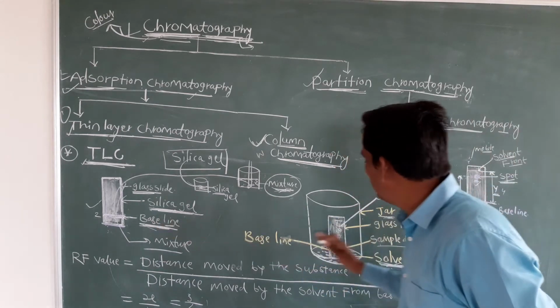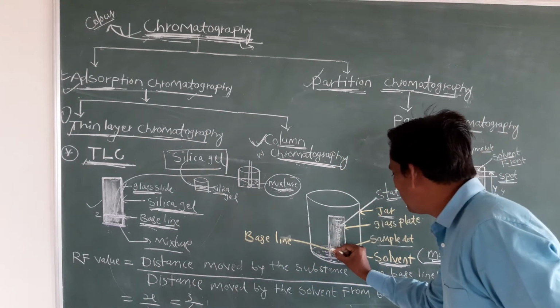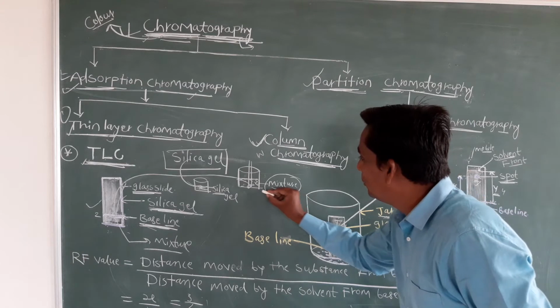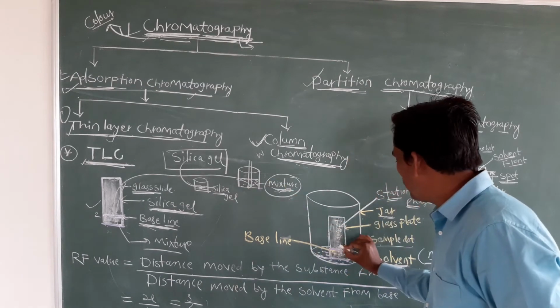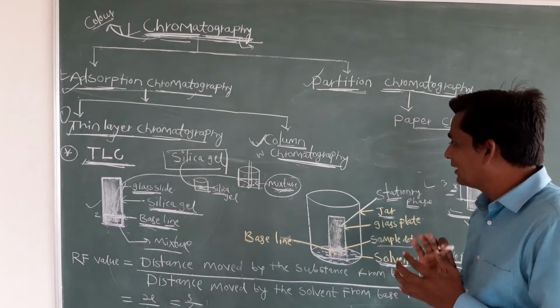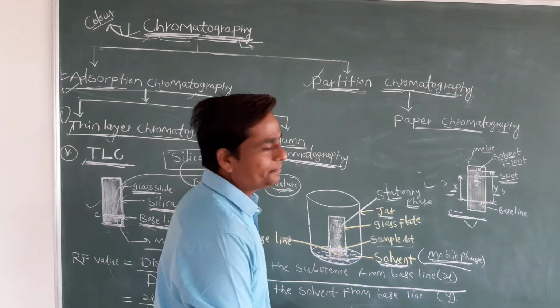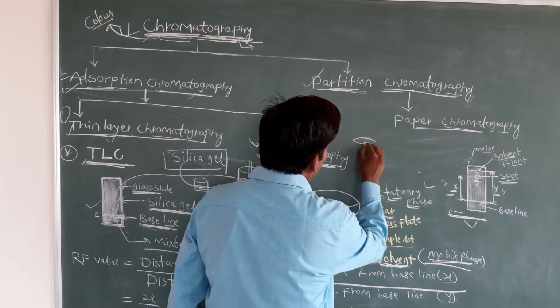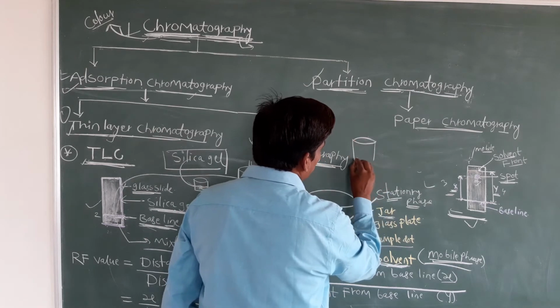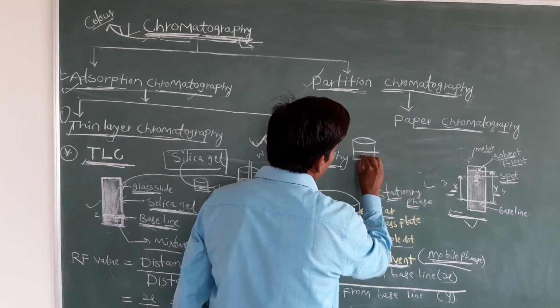This glass slide we keep inside the glass jar containing the solvent. The same glass jar I am putting here. This is your baseline, students, and here I am putting 2 to 3 drops of this mixture. Before explaining this, I am going to explain one concept. So here I am taking one beaker, and in that beaker I am taking water.